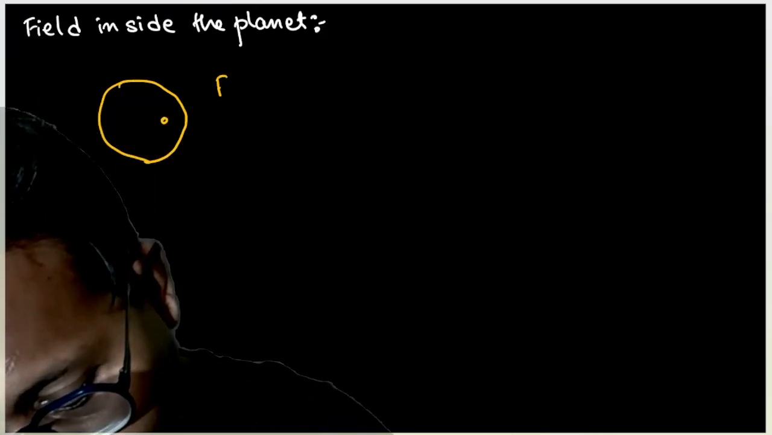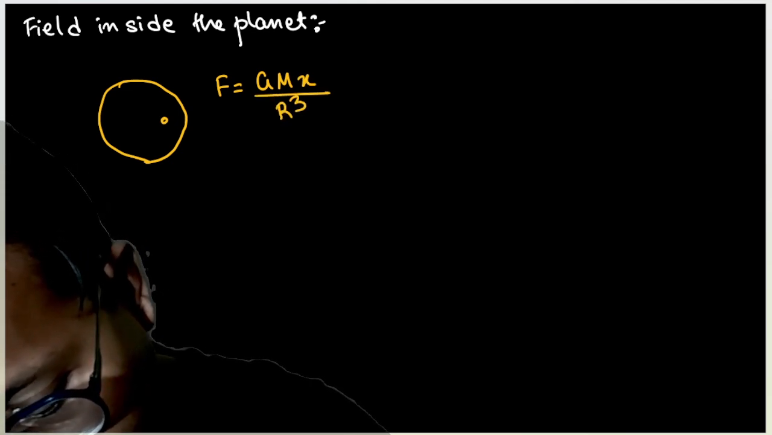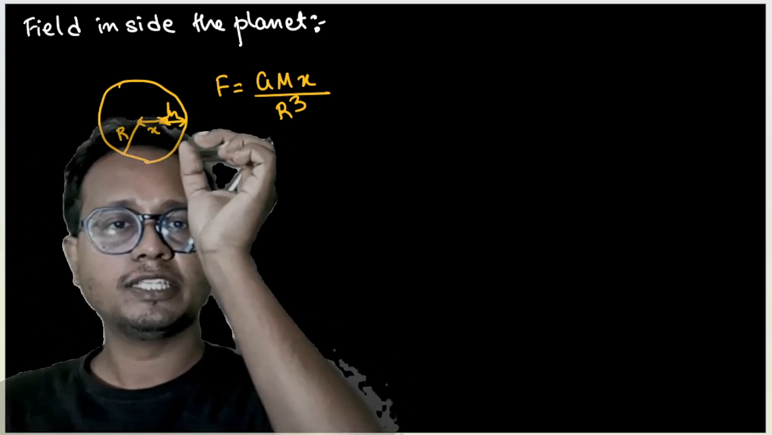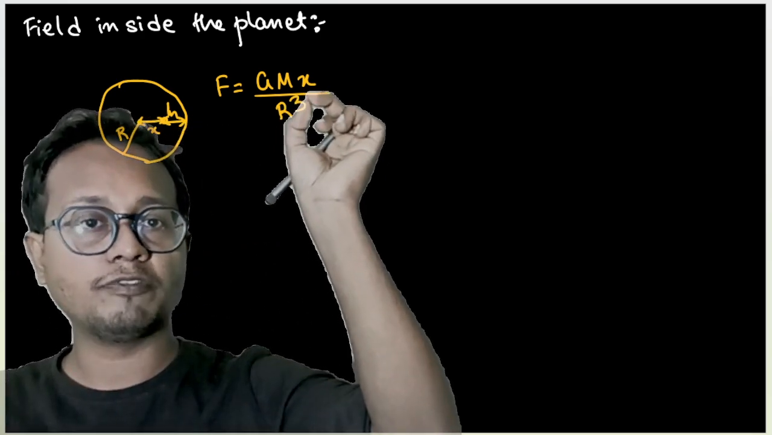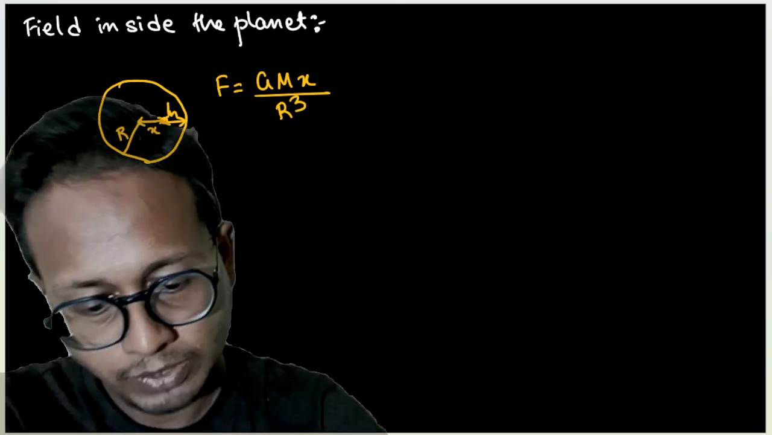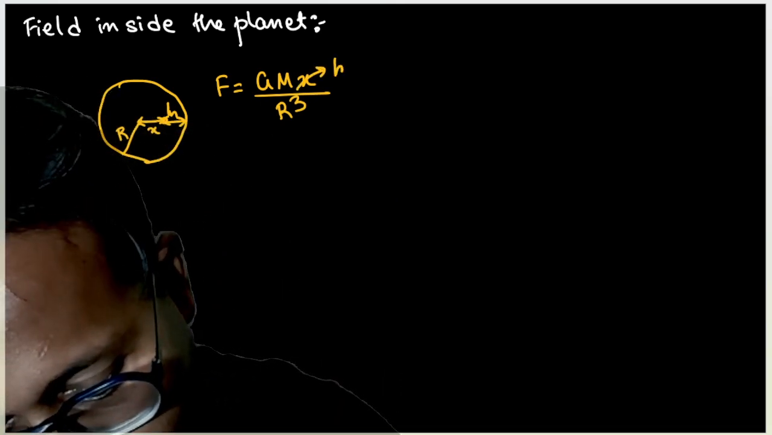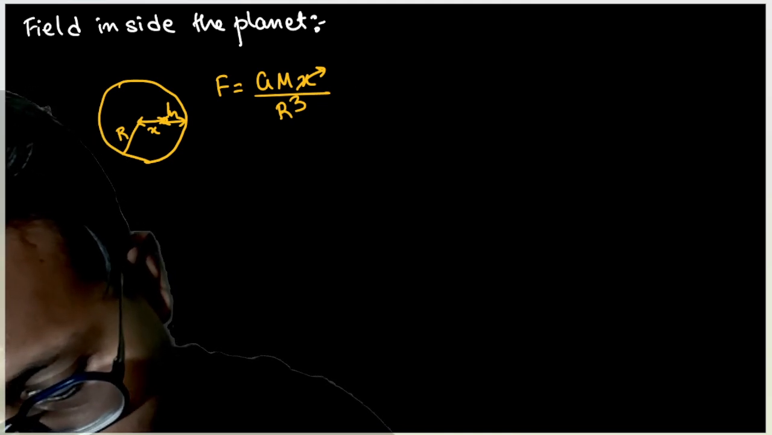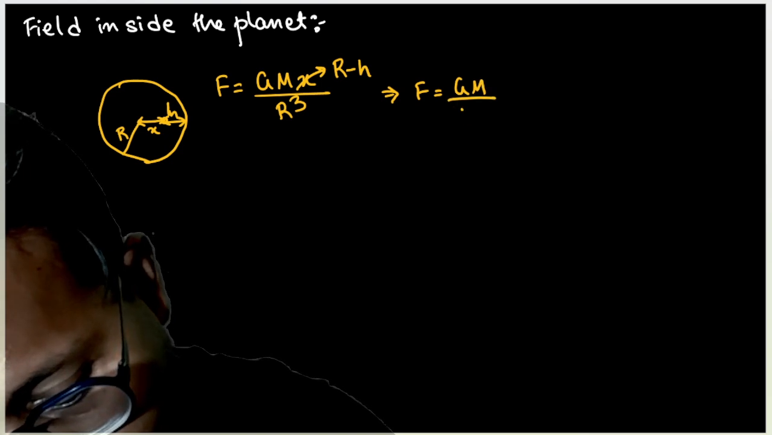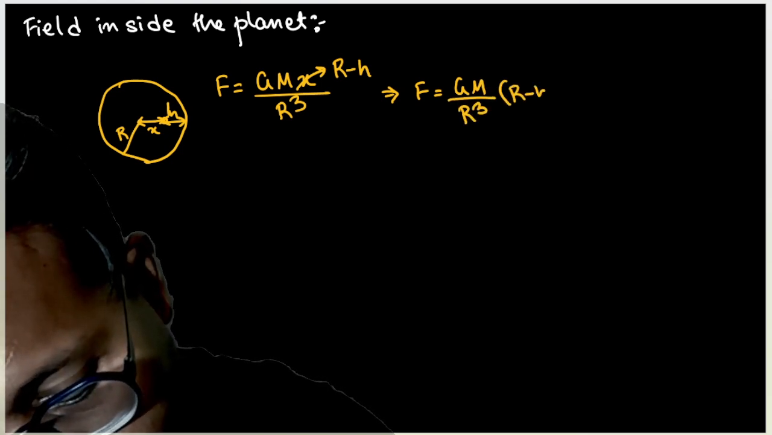Or F is equal to GMx divided by R cube. Here R is nothing but the radius of the planet, and x is nothing but the distance from the center. And sometimes in the formula they use h. Now, for gravitational field inside the planet, there is no approximation. However, I need to use the variable h instead of x. So what do we do? R is equal to x plus h, so x is equal to R minus h. F is equal to GM by R cube into R minus h.